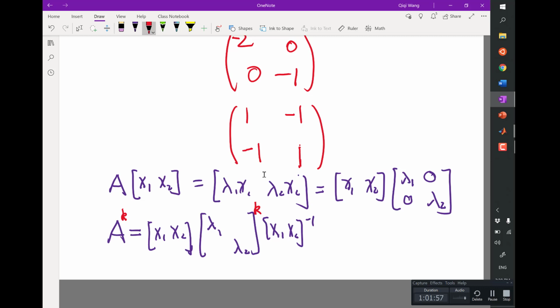So the matrix to the kth power has a magnitude of 2 to the 100, or whatever eigenvalue it has to the 100. As long as the vector doesn't get multiplied to 0, so basically the big one, the lambda 2, that is large, as long as this one is not multiplied by 0, you're going to get a huge vector.